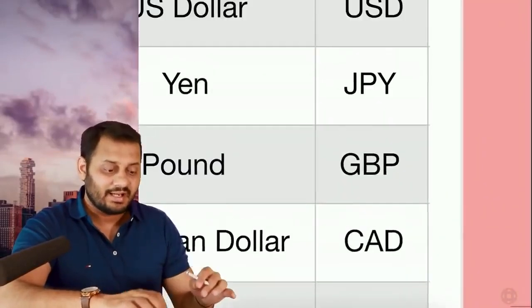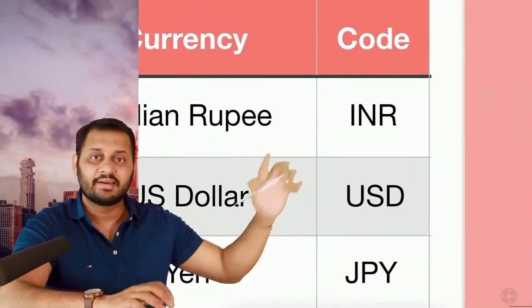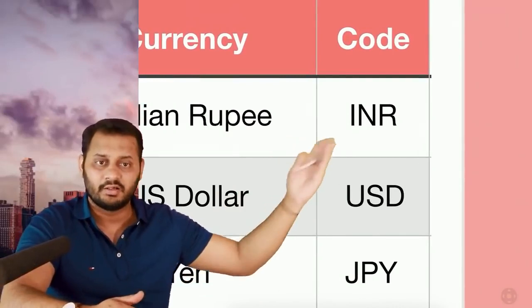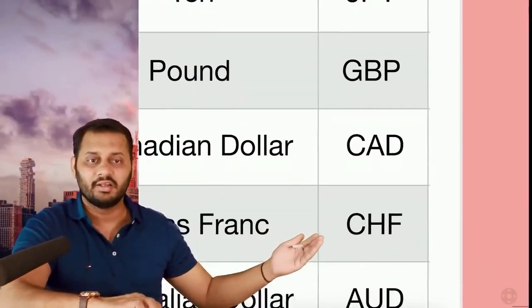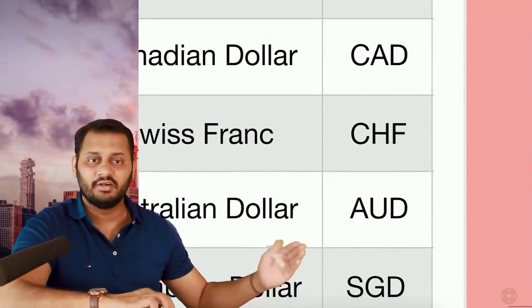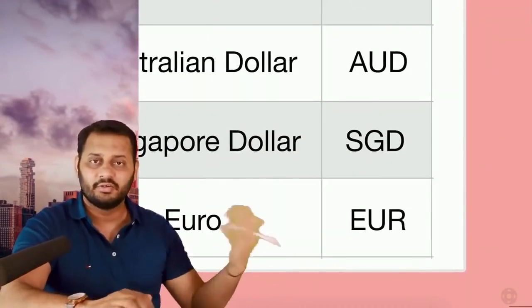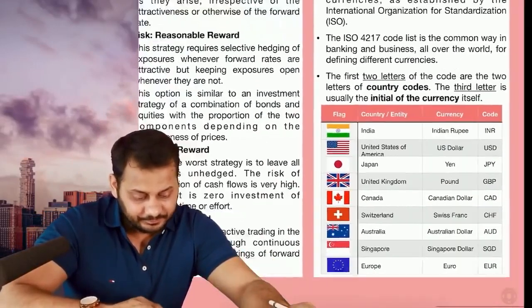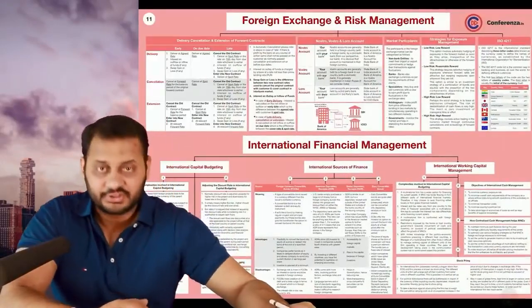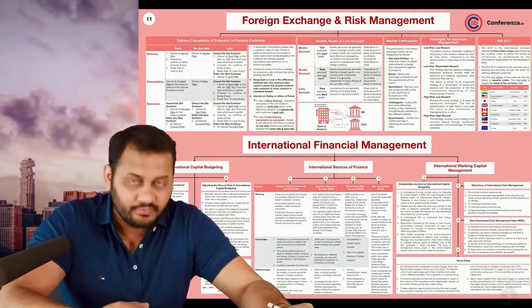And the last letter represents the currency. Rupee R, dollar D, yen Y, pound P, dollar D, F franc, dollar D, R euro. So this is how the currency codes work. This is how we have finished the foreign exchange and risk management chapter revision.